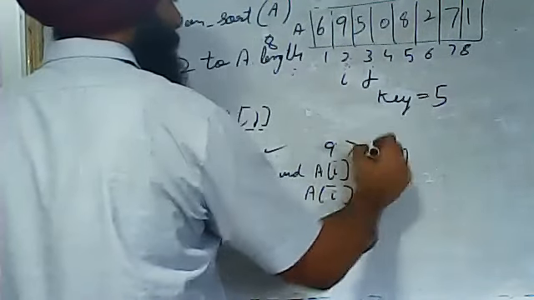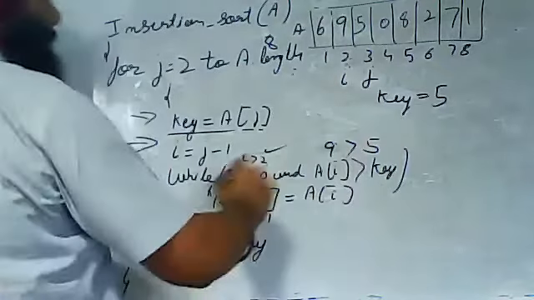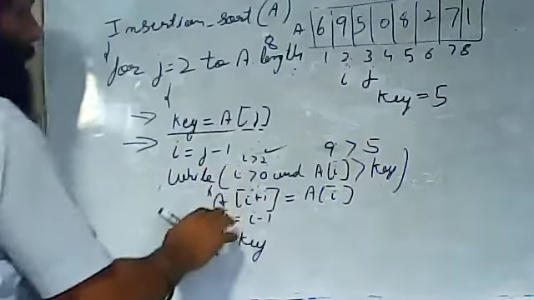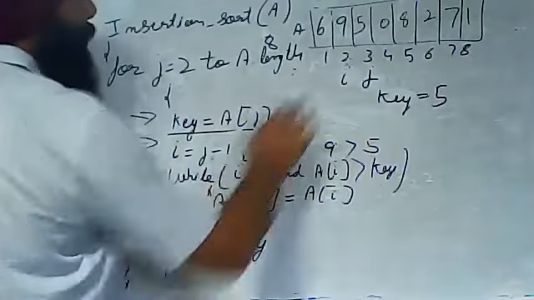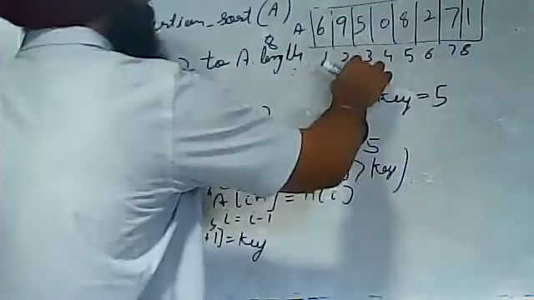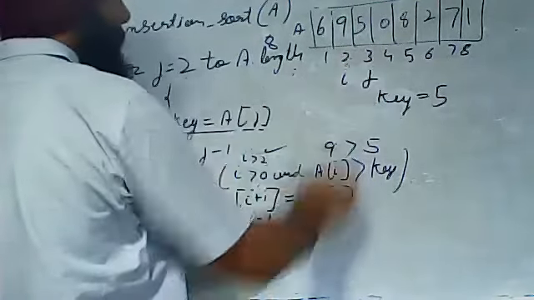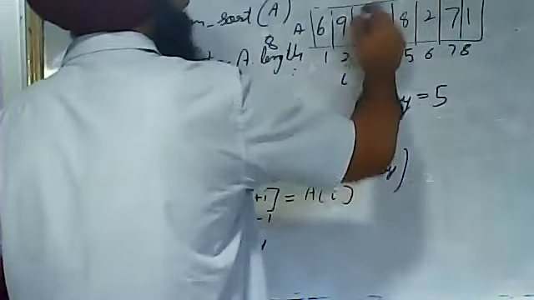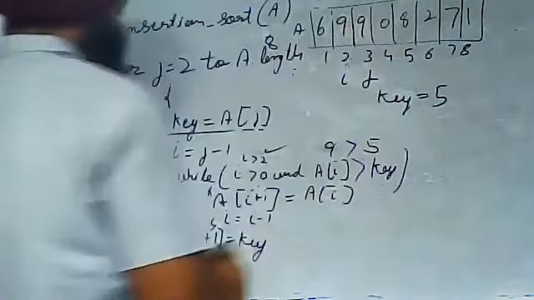Is it greater than 5? So both the conditions are true, so it will enter the loop. At I plus 1, because I is 2, at 2 plus 1, that is 3, here we will place A of I, that is 9. So we'll place 9 here.